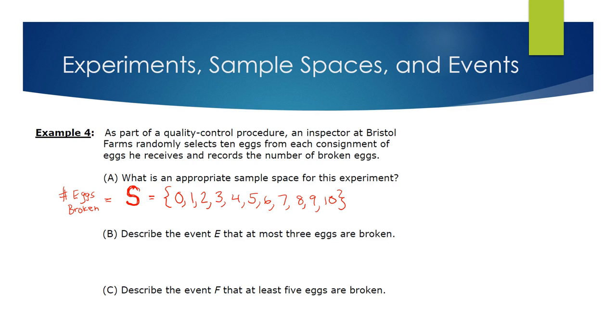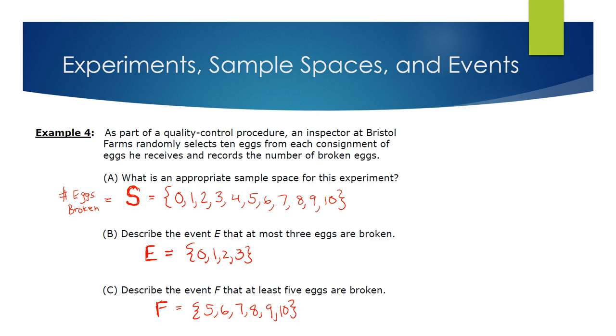Now, as far as E goes, describe the event E that at most 3 eggs are broken. Well, at most means the highest I get are 5. So any number up to and including 5, or no, sorry, I was looking at B for its description and then looking at the number in C. At most 3. So any number leading up to 3 or less would fall into the set. So E would be described by the subset 0, 1, 2, and 3. And at least 5 eggs for F would mean 5 or more. So F would be described as 5, 6, 7, 8, 9, and 10.